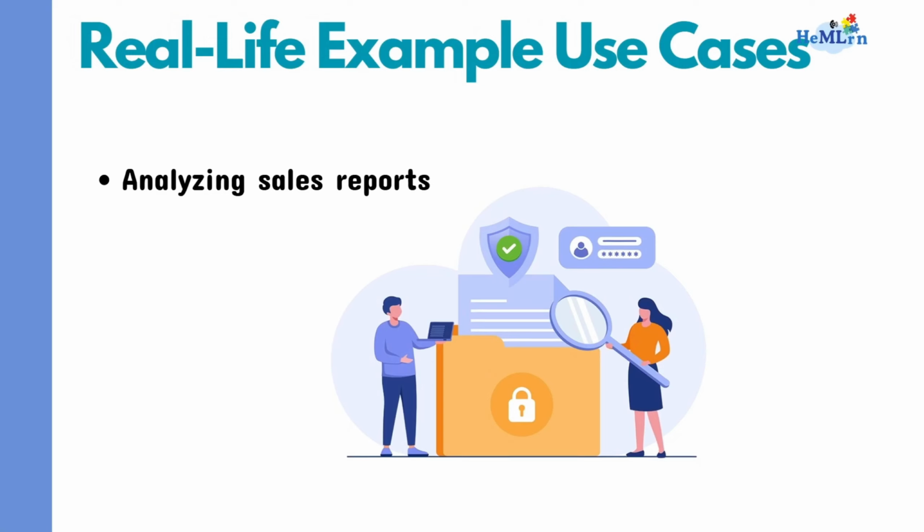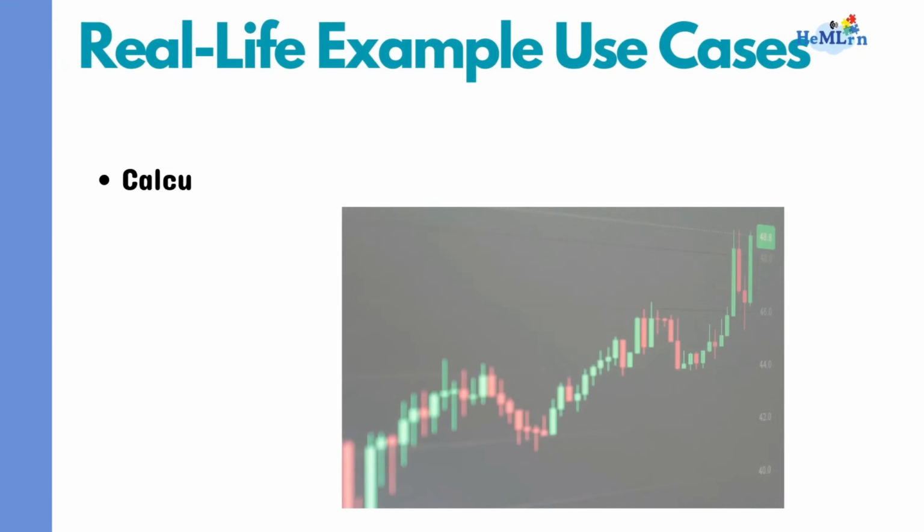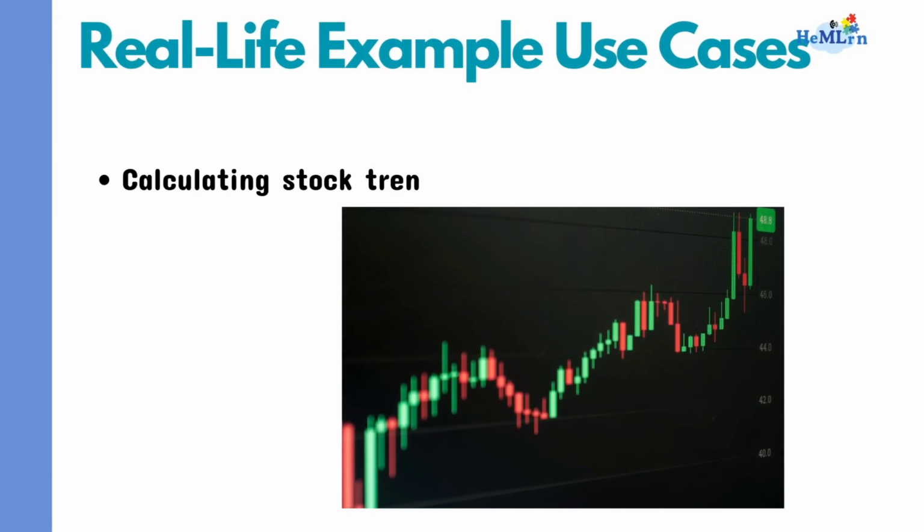So next, we use it in analyzing a sales report. For analyzing the sales report there could be patterns in it. Like sales in a particular region can have higher revenue units. So like that we want to analyze the sales. And then next, we use it in calculating stock trends. Calculating the stocks is important for the future outcome. There could be increasing or decreasing trends, like that.